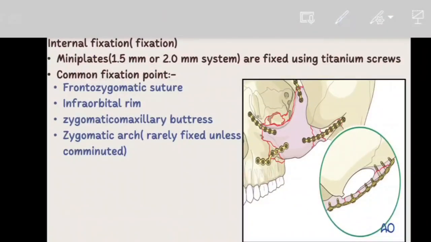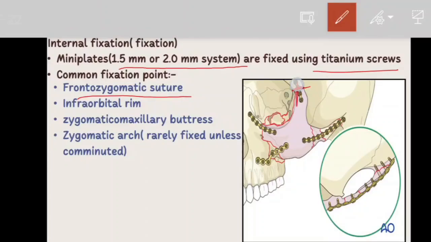Now the internal fixation. For internal fixation we use mini plates, a 1.5 mm to 2 mm system, fixed using titanium screws. So here are the common fixation points. The first one is the frontozygomatic suture. So this one is the frontozygomatic suture, and you will place a mini plate here.